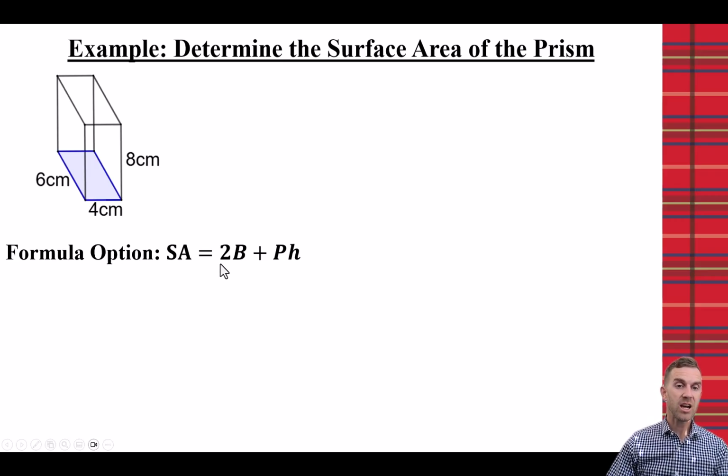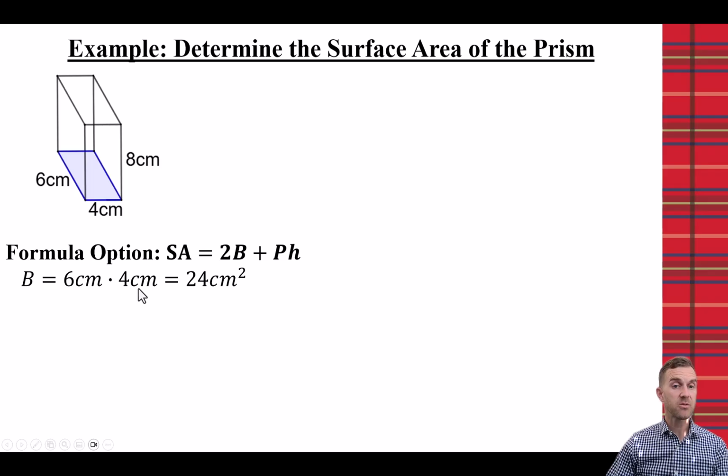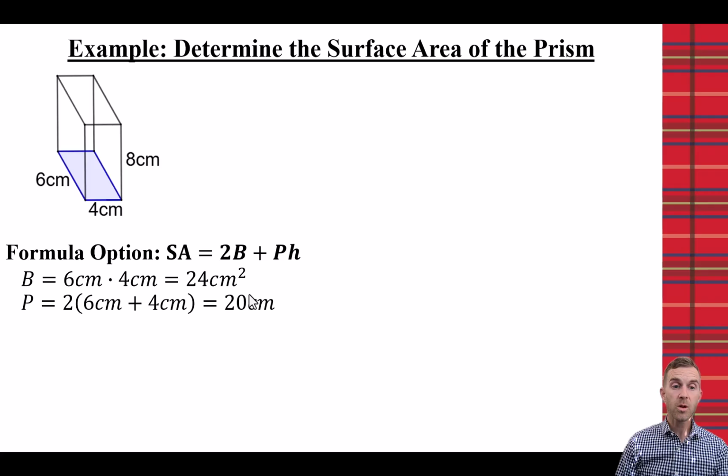So we'd say we're going to do 2 times the area of that base. Well, the capital B, the area of the base, would be the length times width, 6 centimeters times 4 centimeters, which is 24 square centimeters. Then we need also the perimeter.